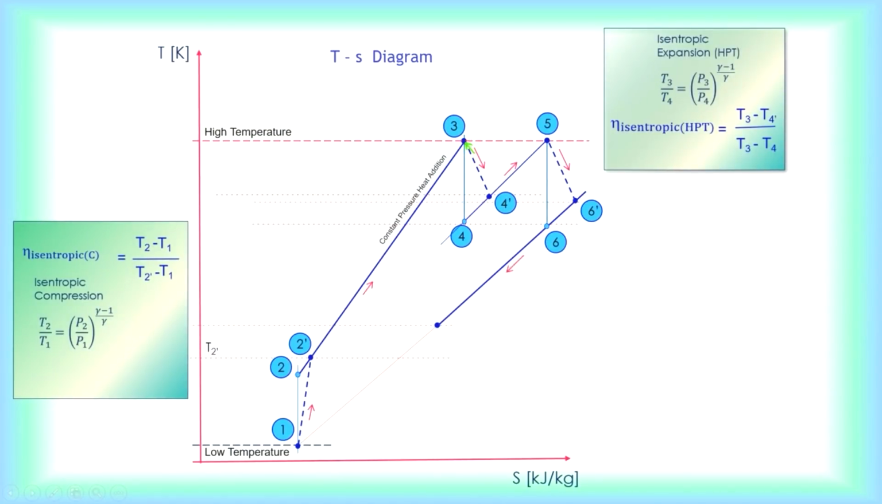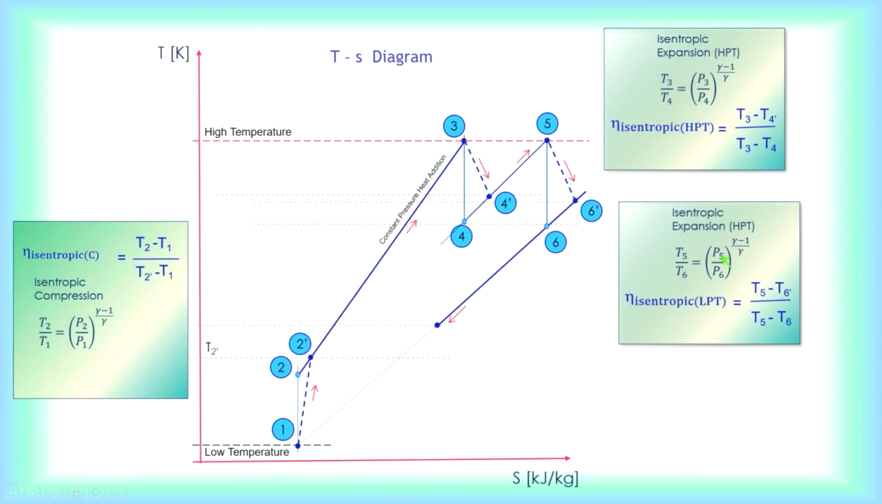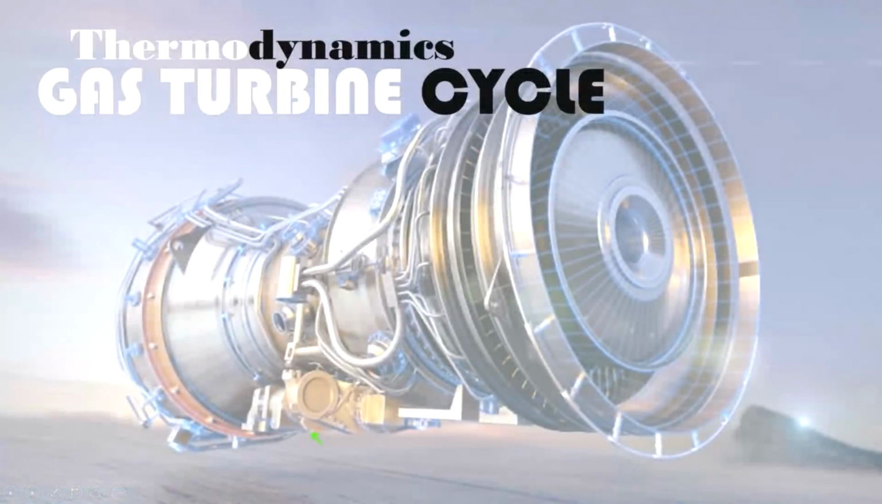3 and 4 for this, 5 and 6 for this. And then you have the isentropic efficiency for both HPT and LPT. Remember, for the turbine the actual is over the theoretical. For the compressor, the actual is here and the theoretical is here, so for the compressor it is theoretical over actual. That's for the second section.